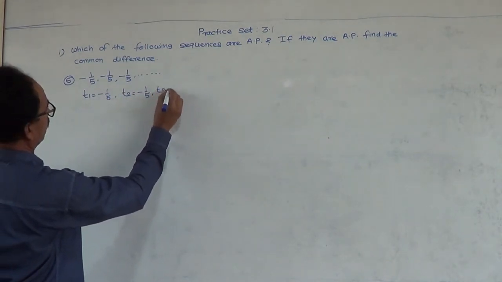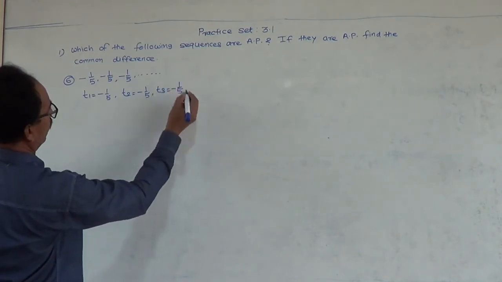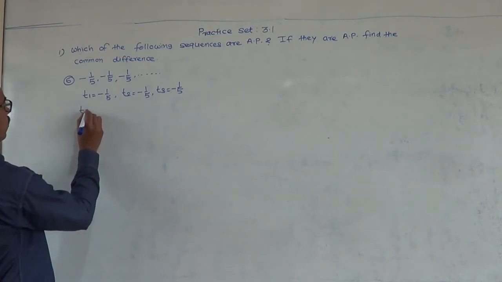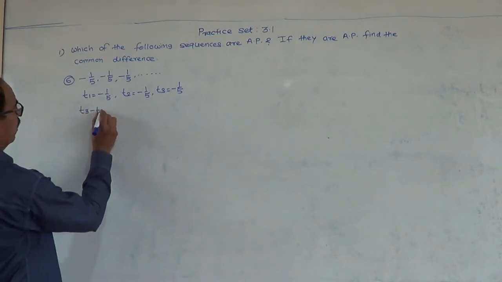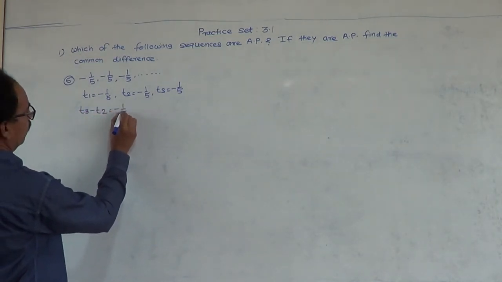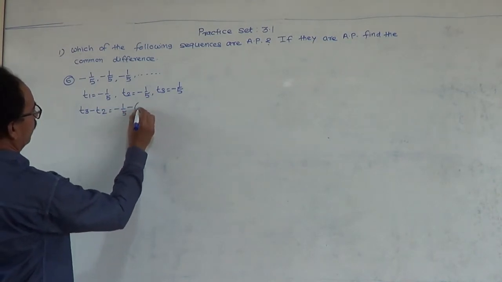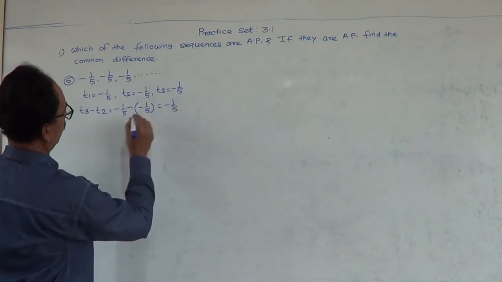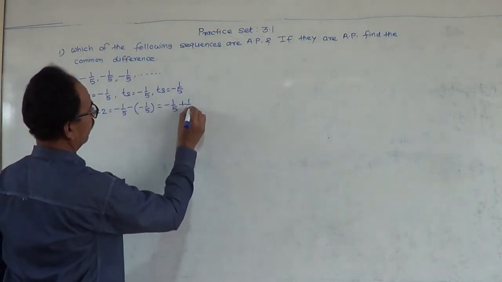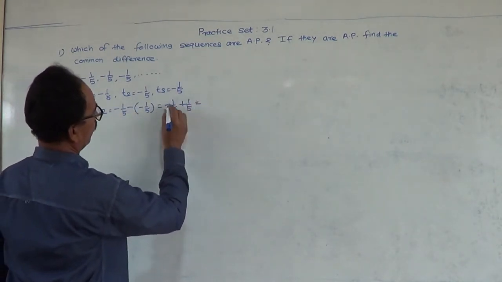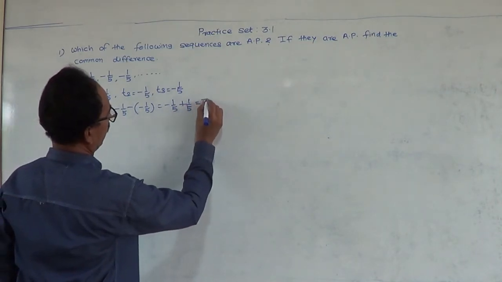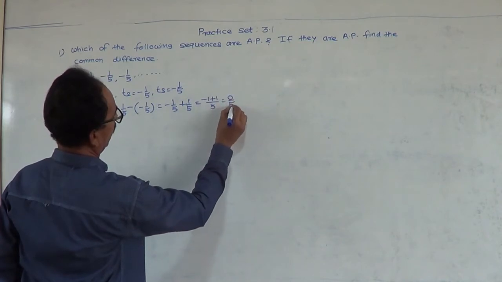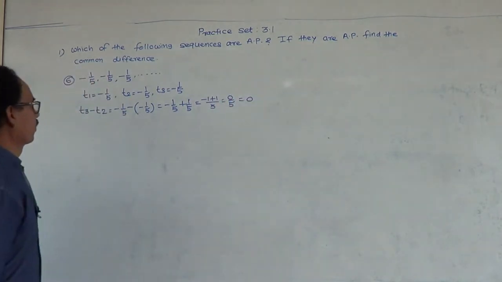T3 is also minus 1 by 5. Find the difference between two consecutive terms, that is T3 minus T2, which will be minus 1 by 5 minus minus 1 by 5, and we will get minus 1 by 5 plus 1 by 5. So this will be minus 1 plus 1 upon 5. This is 0 by 5 and the answer will be 0.